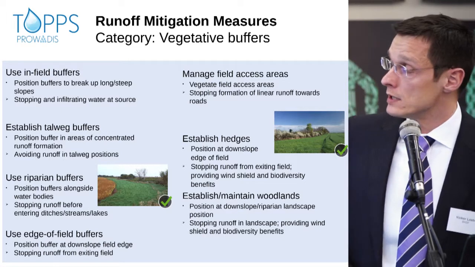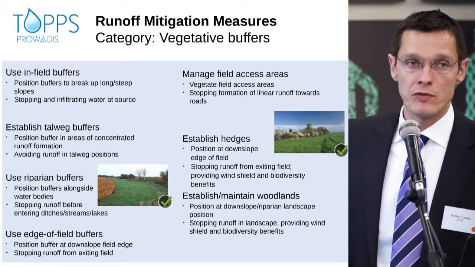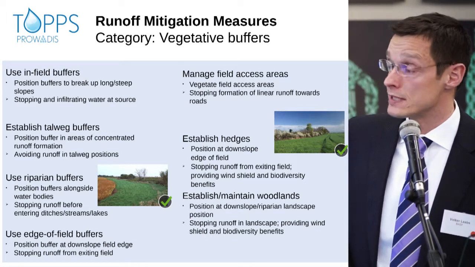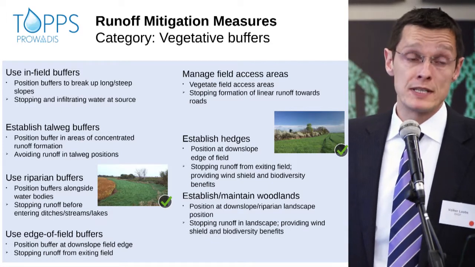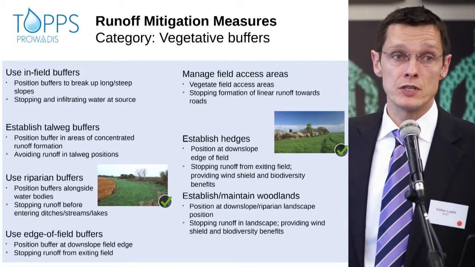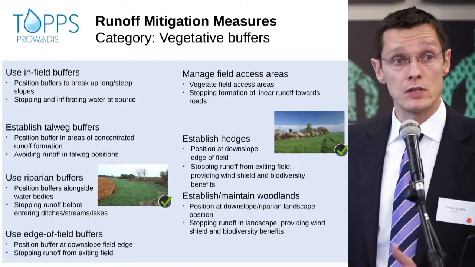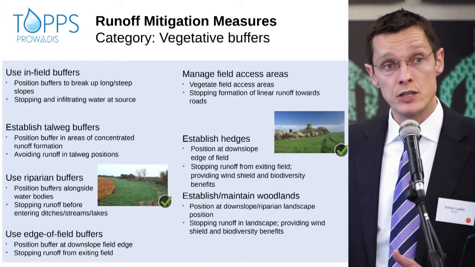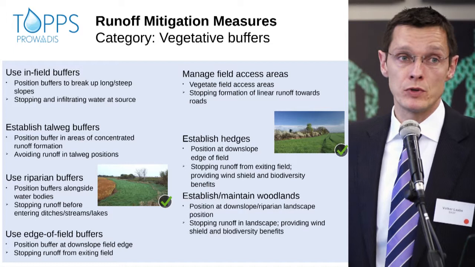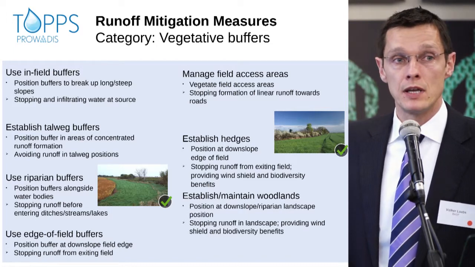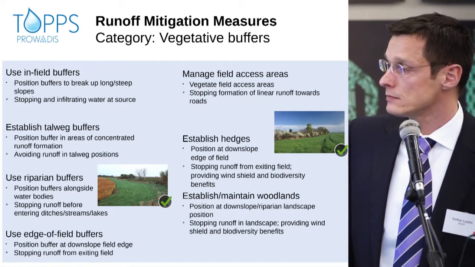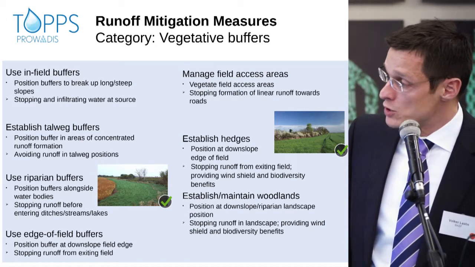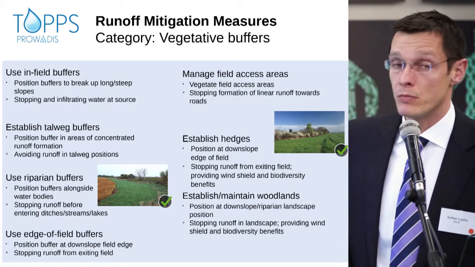Quite a special type of vegetative buffer zone is a managed field access area, especially when it's downslope. This is a very critical position, because then the runoff water will directly go to a road or enter a ditch beside the road, and then this water can really run for kilometers in the catchment and reach the next surface water. The next one are special forms of vegetated buffers.